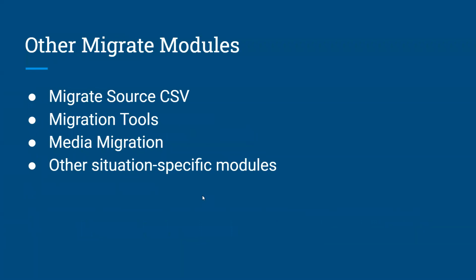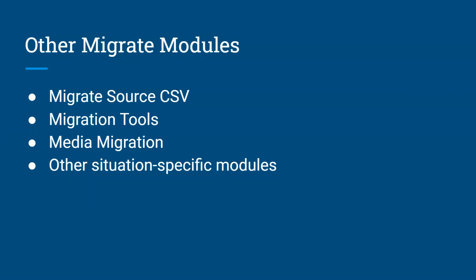Other Migrate modules, I do not have any experience with any of these, but I do know that they exist. And I tried to search for some other modules to see what might be out there in the Migrate module space. These were some of the top results. There's a Migrate Source CSV module that obviously allows you to import data from CSV files. There's a Migration Tools module, and while I don't know exactly what it does, the impression that I get is that it's kind of like Migrate Plus, where it provides neat and useful extensions to the Migrate API.